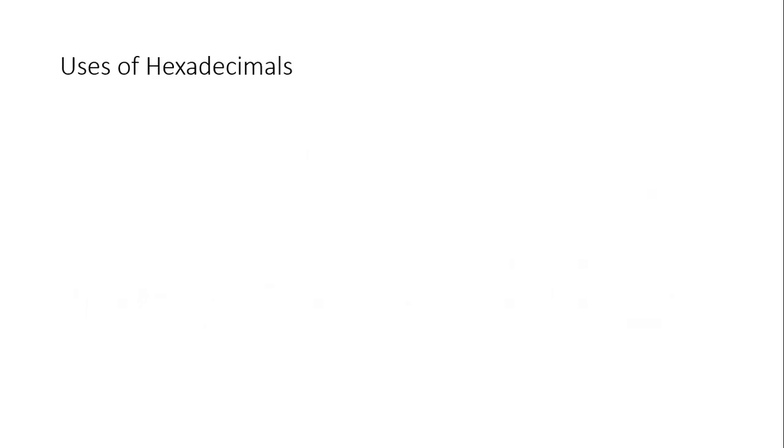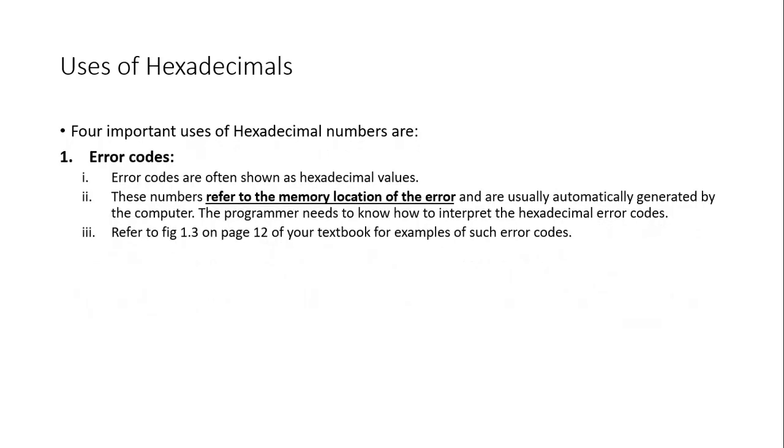So the uses of hexadecimals: there are four important uses for our course purposes. First of all, we have error codes. The computer generates error codes in hexadecimal values. These values refer to the memory location of the error, the place where the error is taking place, and then the computer programmer will interpret the error code. To see the list of errors used by Windows, you can refer to this page of the textbook.